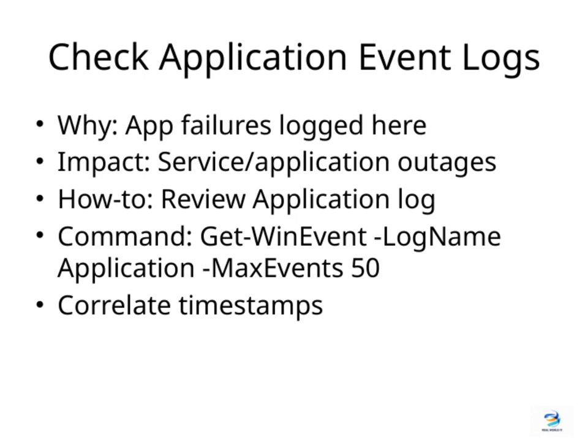Using the command Get-WinEvent -LogName Application -MaxEvents 50, we can quickly retrieve the most recent 50 entries from the application log. It's important to correlate timestamps from these logs to identify patterns or specific events that might indicate the root cause of the failure. Additionally, checking the application event logs thoroughly helps us piece together what happened around the time of the outage. By connecting these dots, we can better understand the issue and work towards a resolution, ensuring our services stay reliable and available.